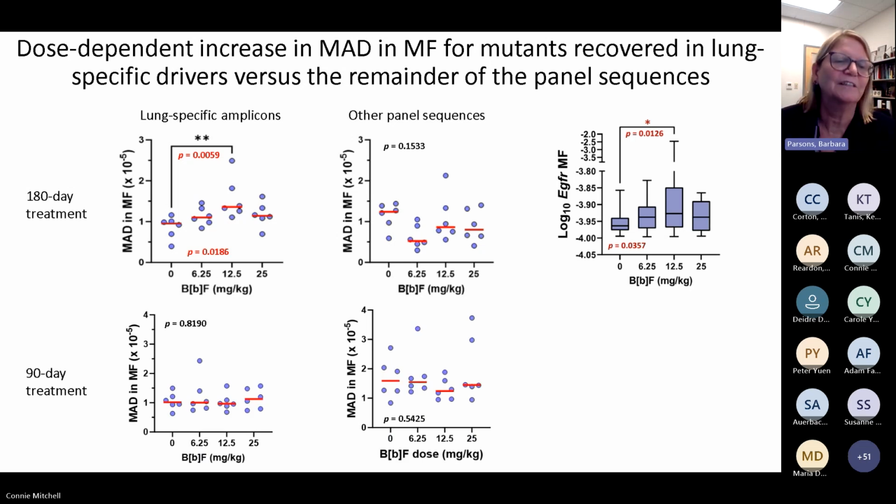Unfortunately, we looked at the 90-day treatment and we do not see a significant effect, whether we look at the lung-specific drivers or other panel sequences. Next slide, please.